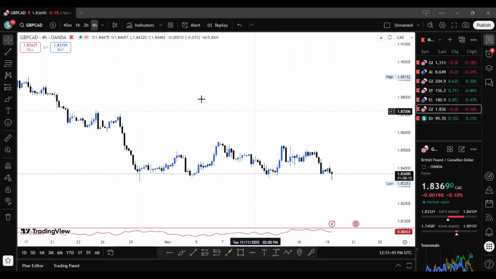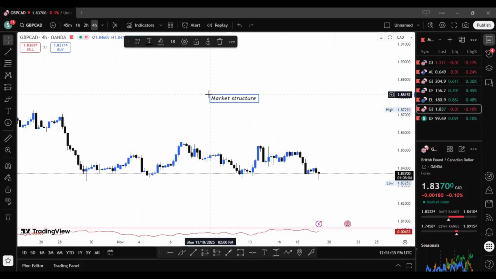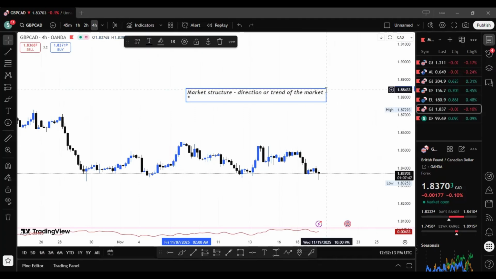So the first thing I look for, this is GBP/CAD, is what I call the market structure. What we are looking at is the direction or trend of the market. I'm expecting the market to be in an uptrend or downtrend. When it's in a downtrend, I look for selling opportunities. When the market is in an uptrend, I look for buying opportunities.